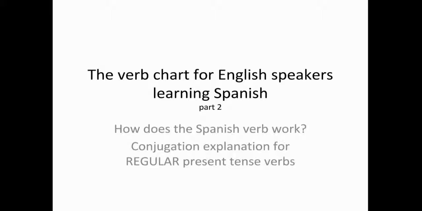And this is the verb chart for English speakers learning Spanish. This is part 2. If you've not watched part 1, please do so before watching this one. How does the Spanish verb work? Conjugation explanation for regular present tense verbs.